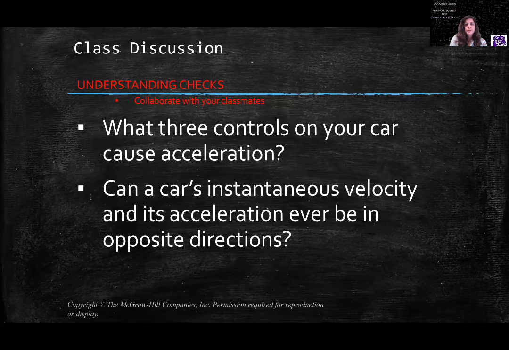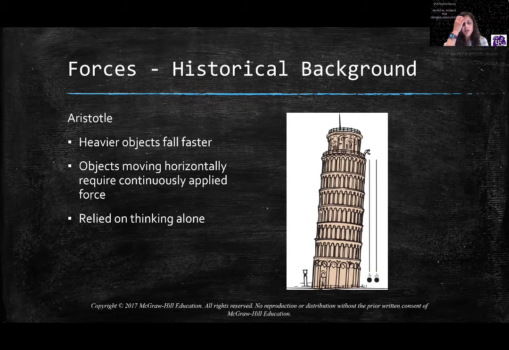So what three controls on your car cause acceleration? Your accelerator, your brake, and your steering, which changes the direction. Can the car's instantaneous velocity and acceleration ever be in opposite directions? Yes. This can happen, like we just talked about, when we're slowing down. Now let's talk about things that are falling.